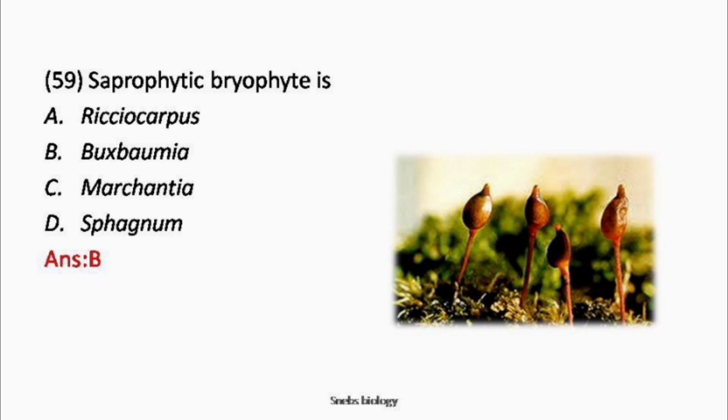Next, saprophytic bryophyte is option A, Rhizocarpus, option B, Buxbaumia, option C, Marchantia, and option D, Sphagnum. So most of the bryophytes are autotrophic but a few are saprophytic and grow upon organic matter. So the correct answer is Buxbaumia, option B.